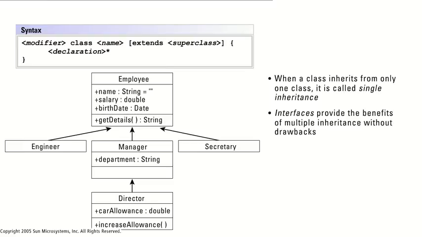So when we talk of single inheritance, what we mean is that a class may only directly inherit from one other class, but it may indirectly inherit from multiple other classes up the class inheritance hierarchy.